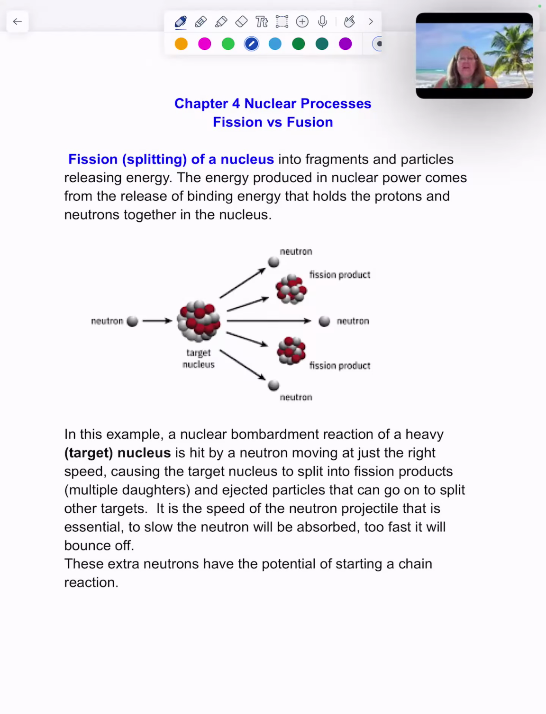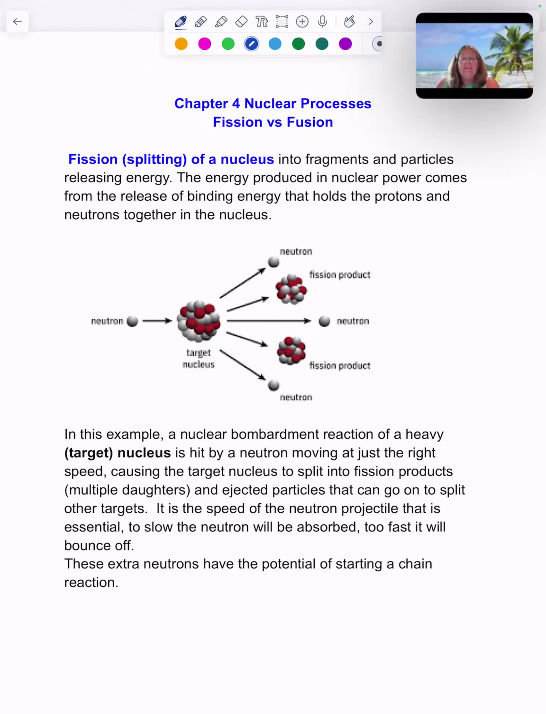In this chapter, we're going to continue our discussion of nuclear processes, fission and fusion. Fission is the splitting of a nuclei into fragments and particles, releasing energy. The energy produced in nuclear power comes from the release of the binding energy, that force that holds the protons and neutrons together, that strong nuclear force.